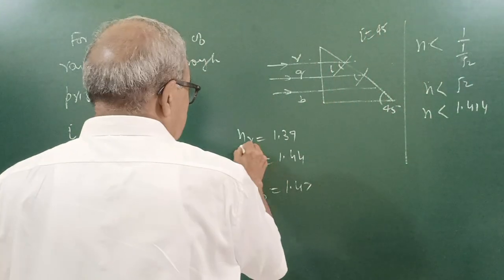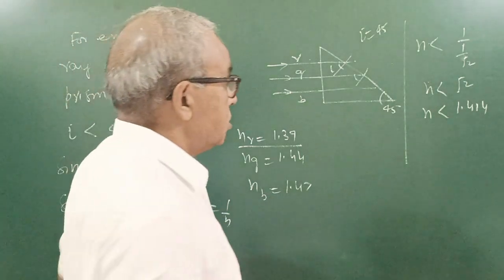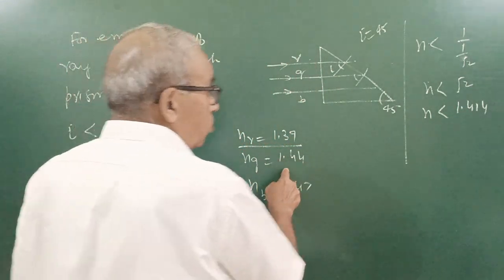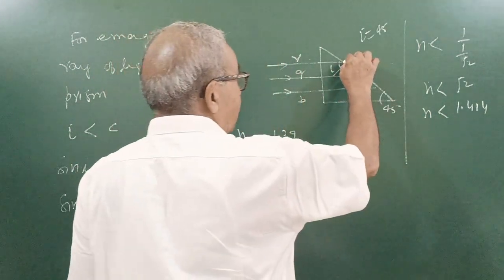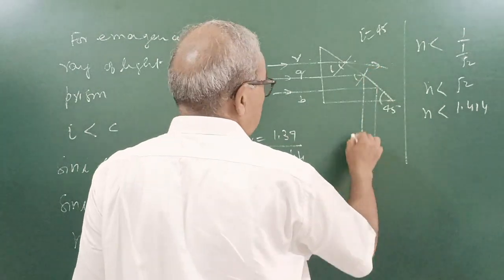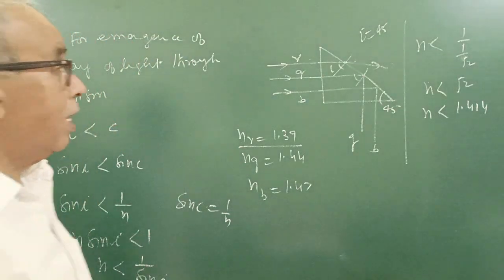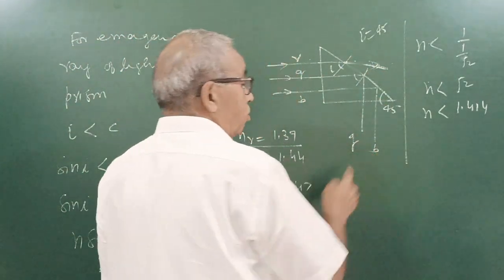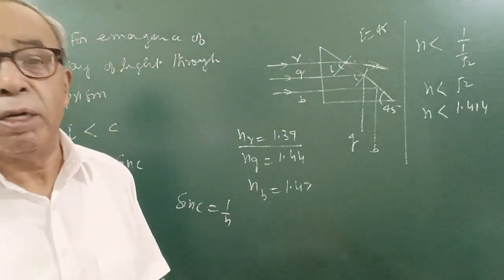So only the index that is less than 1.41 will emerge. The others are more than this. So only red color will come out and the others will be reflected. So the option which is true is that red light is separated from green and blue color.